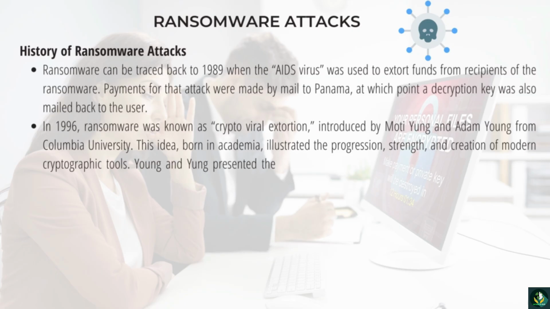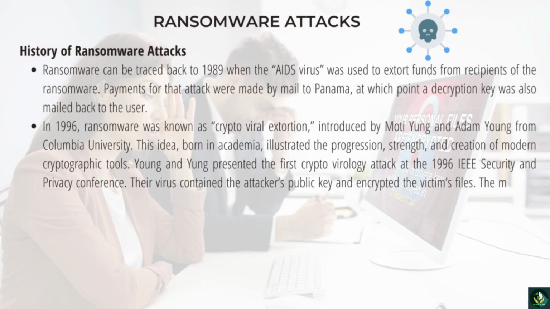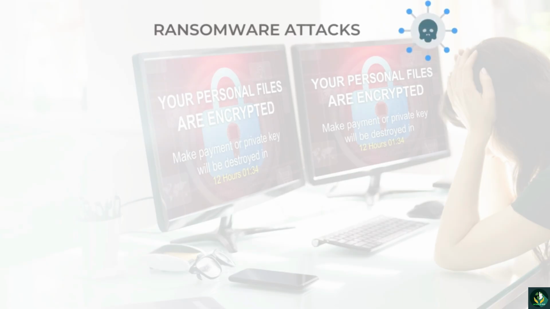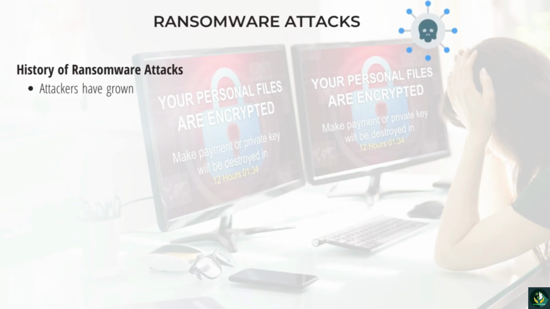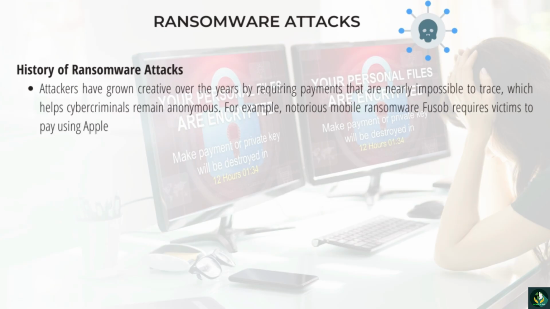Young and Yung presented the first cryptovirology attack at the 1996 IEEE Security and Privacy Conference. Their virus contained the attacker's public key and encrypted the victim's files. The malware then prompted the victim to send asymmetric ciphertext to the attacker to decipher and return the decryption key for a fee. Attackers have grown creative over the years by requiring payments that are nearly impossible to trace, which helps cybercriminals remain anonymous. For example, notorious mobile ransomware Fusob requires victims to pay using Apple iTunes gift cards instead of normal currencies like dollars.